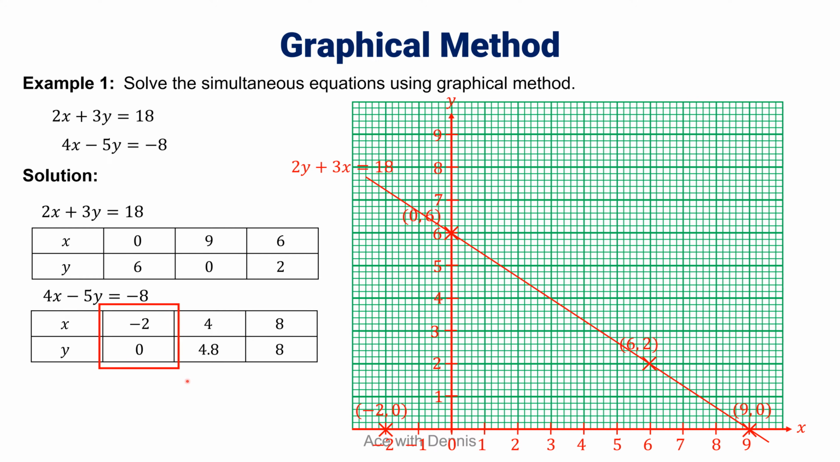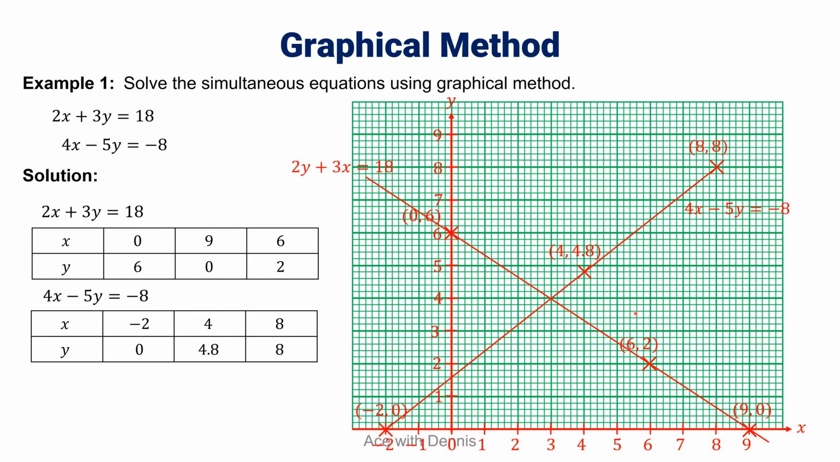Repeat the same process for the second graph. The first point is (-2, 0), followed by (4, 4.8), and the next point (8, 8). Again take a ruler and join these 3 points together with a straight line, and this straight line is the graph of the second equation, 4x - 5y = -8.